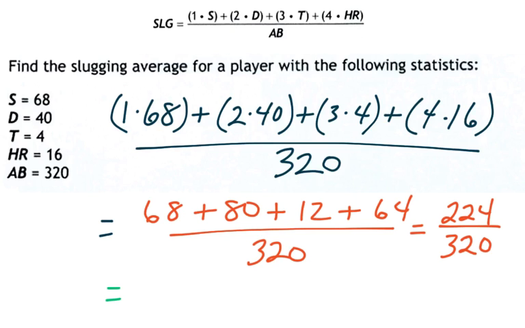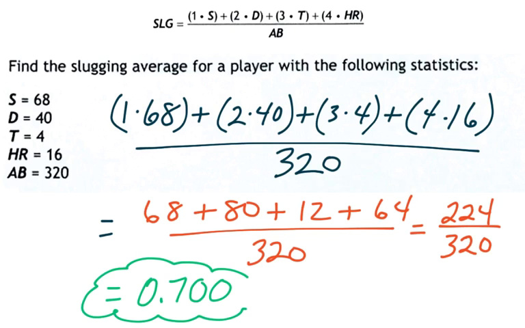So here we have a player with a slugging average of 0.7. In baseball, however, they always go 3 numbers after the decimal. So if you were to put 0.7, it'd be right, but in baseball it's considered a 700, or .700.